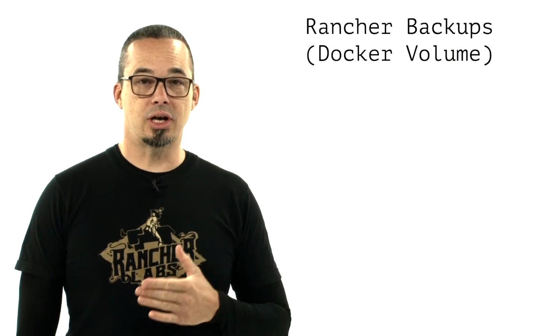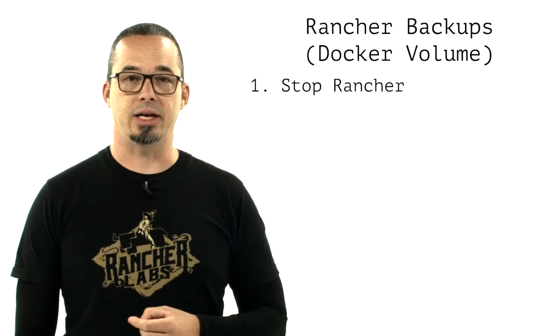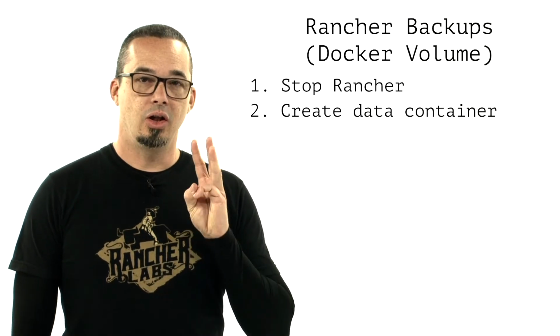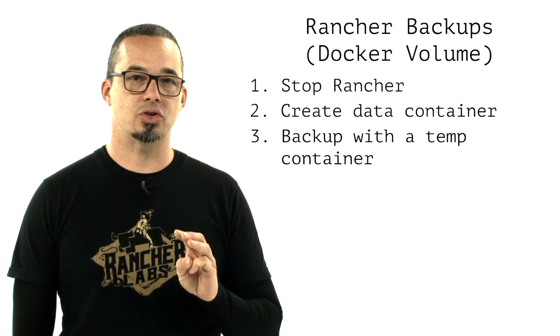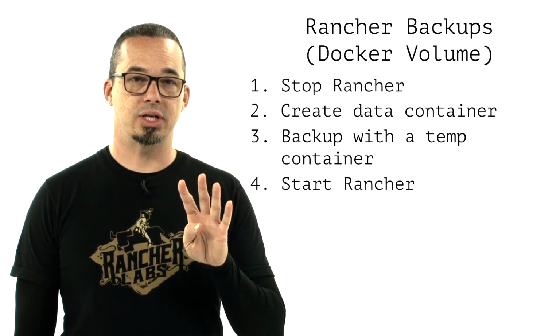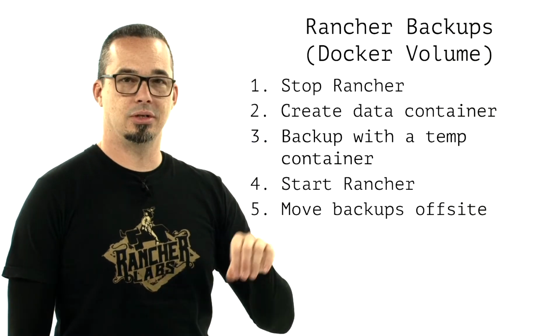If the container is using a Docker volume, the process for making a backup is as follows. Stop the Rancher container, create a data container that uses the same volume, launch a temporary container that extracts /var/lib/rancher to a local tarball, start the Rancher container, and then move that backup off the host. Remember when making the backup to use -p with tar to maintain file and directory permissions.